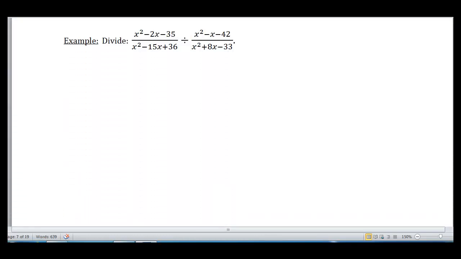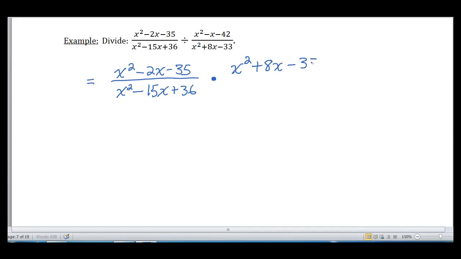This example here, x squared minus 2x minus 35 over x squared minus 15x plus 36. We're going to divide that by that second rational expression there. All right. Again, in order to do that division, we'll keep our first rational expression exactly the same. But what we do is we change division to multiplication, and we do the reciprocal, which an easy way to remember is to flip that second fraction. And there we have it. Now this is a brand new multiplication problem.